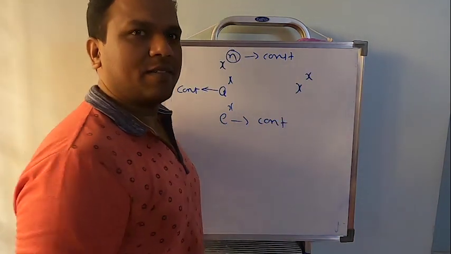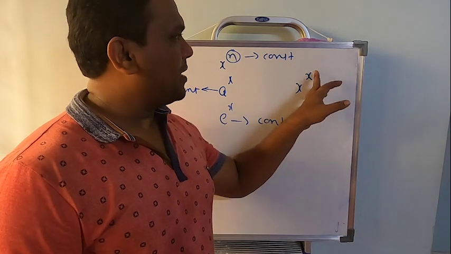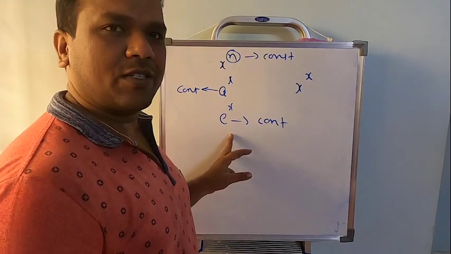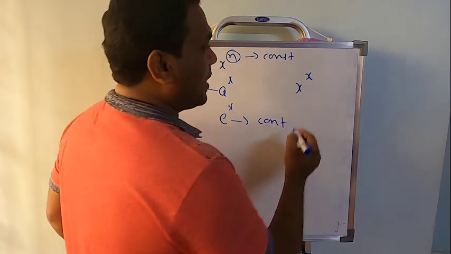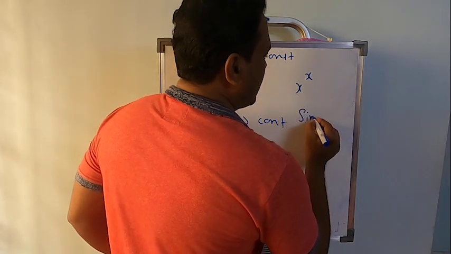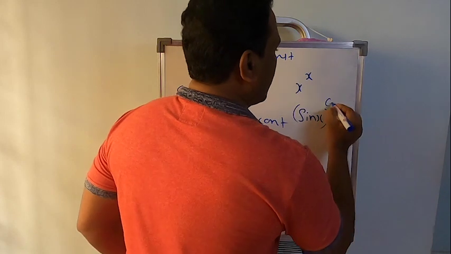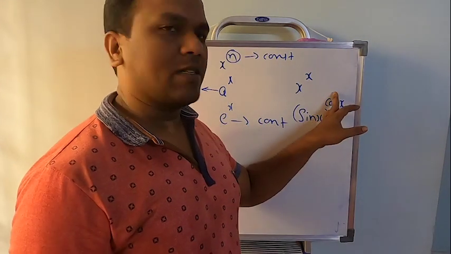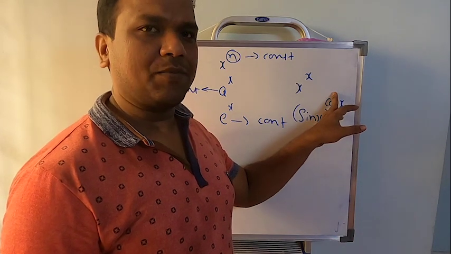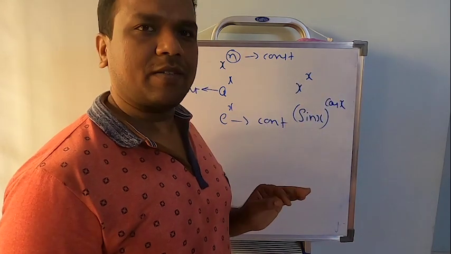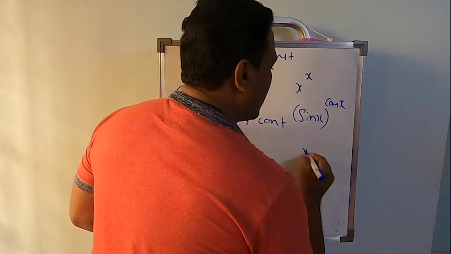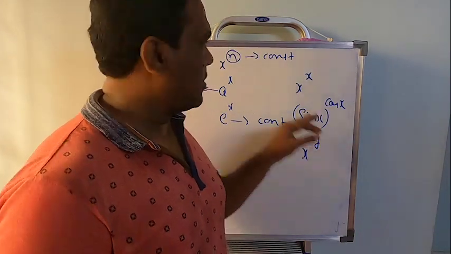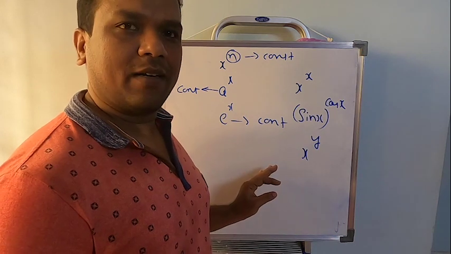x to the power x. x is a variable, x is a variable. You cannot apply any of these differentiation formulas we have studied. And if I get sin x to the power cos x, once again observe, sin x and cos x are both functions only, so you cannot apply the formulas we have studied. Or if I get x to the power y, x is a variable, y is a variable, none of these formulas can be applied.